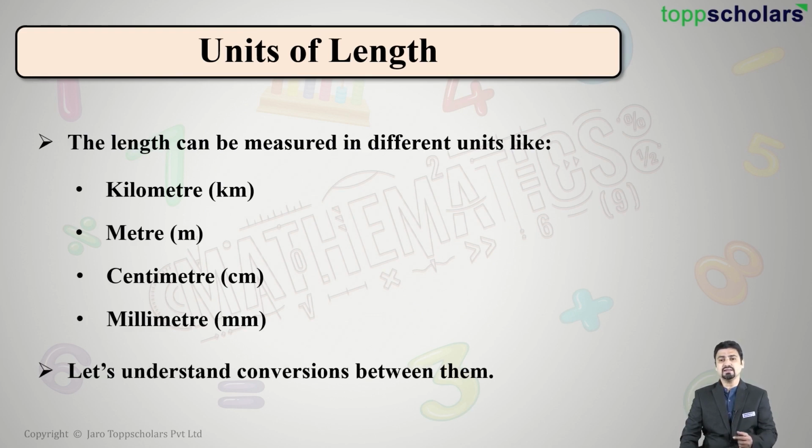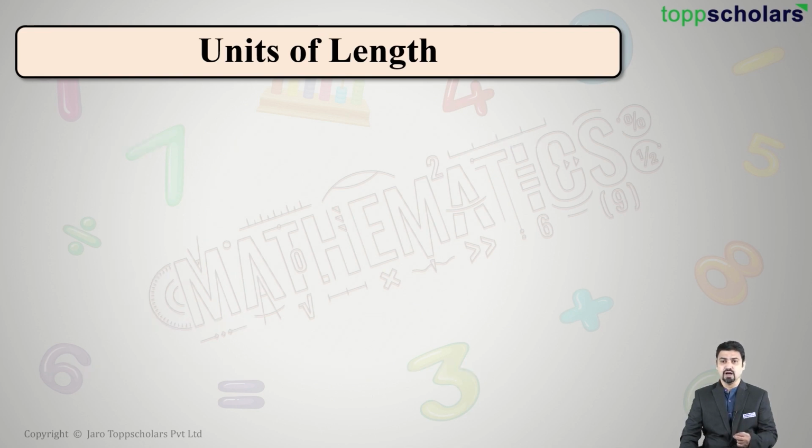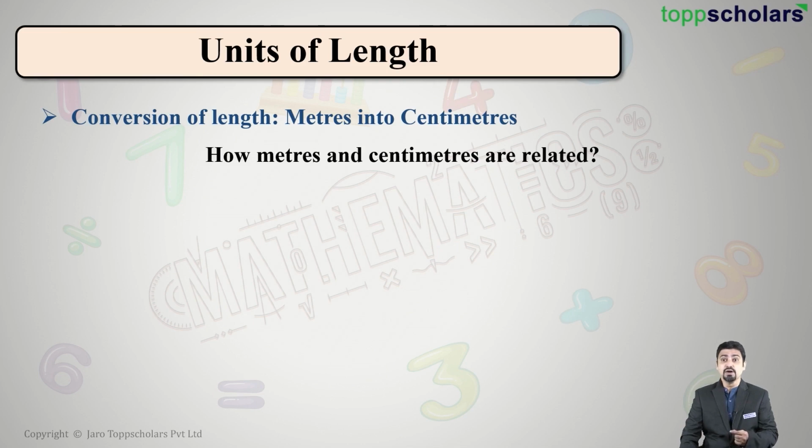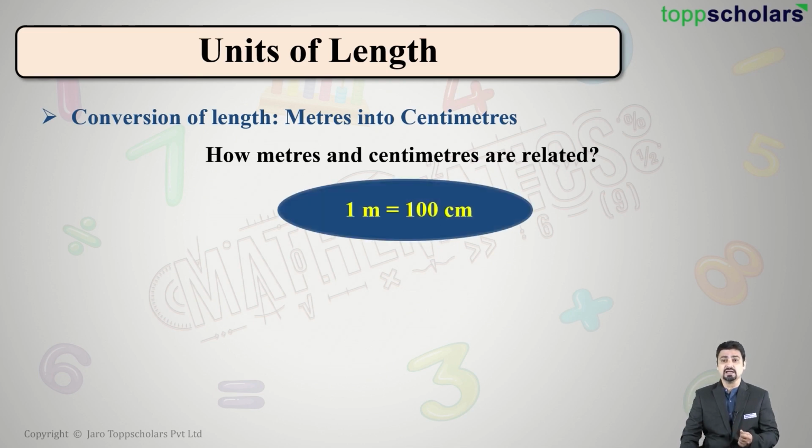Now, let us understand the conversions between them. How to convert between one unit of measurement into other. So, conversion of length from meters into centimeters. How do we do that? How meters and centimeters are related? We need to see that. Yes, 1 meter is equal to 100 centimeter. Remember, 1 meter is 100 centimeter.